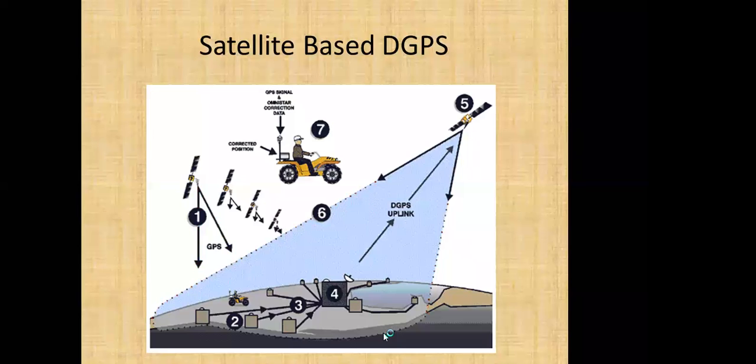GPS satellites send a signal to the monitoring station, which is indicated by number 2. Then the monitoring station sends that data to the master control station, which is number 4. Then the master control station computes corrections like ionospheric correction, ephemeris correction, and clock error correction, and uploads them to another satellite, which is a GEO satellite. That GEO satellite will send those corrections to the user. So the user will receive the GPS signal as well as the corrections from the GEO satellite, and apply those corrections to compute its own precise location. Next.